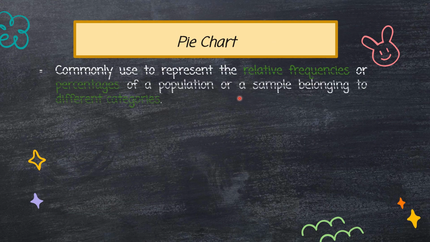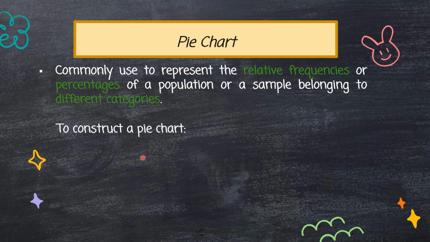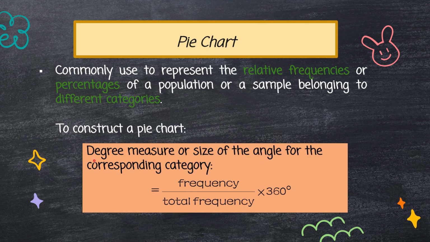Pie chart. Commonly used to represent the relative frequencies or percentage of a population or a sample belonging to different categories. To construct a pie chart, use this formula. Degree measure or size of the angle for the corresponding category equals frequency over total frequency, times 360 degrees.